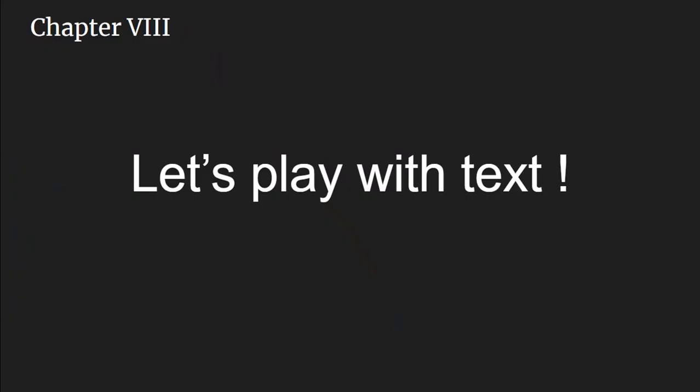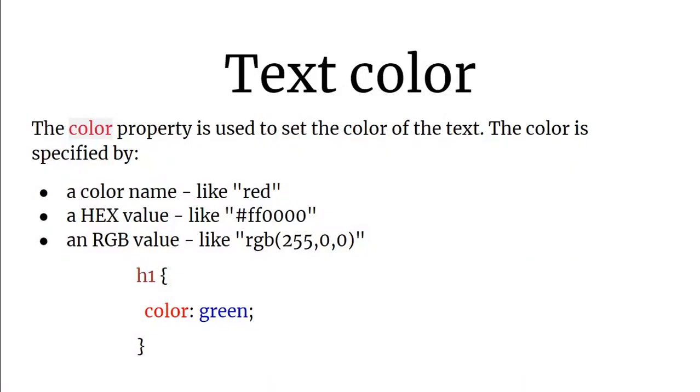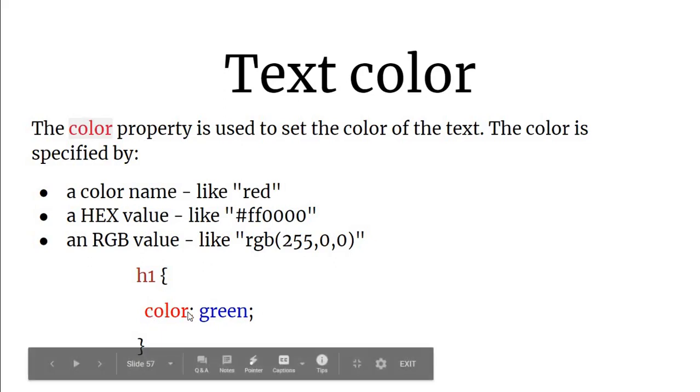So the next one, yes, it is very important to understand the text, right? So we are going to play with the text now. The first topic in text is text color. The color property is used to set the color of the text. The color is specified by a color name like red, just like how we did background color. This is actually the same, but here instead of background color we are going to give the color to the text itself. You can see the property value pair, color is the property, green is the value.